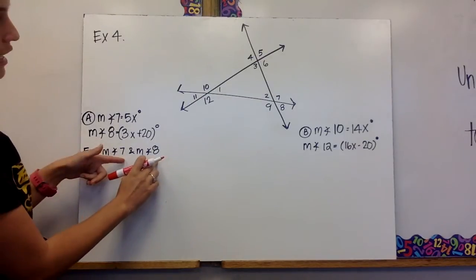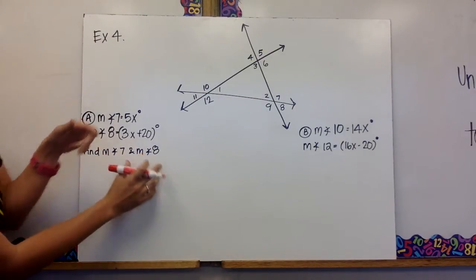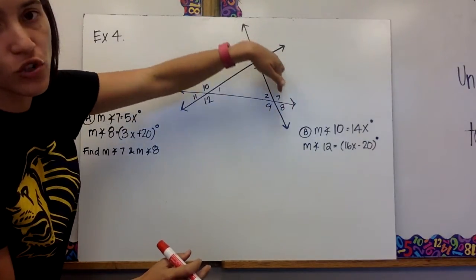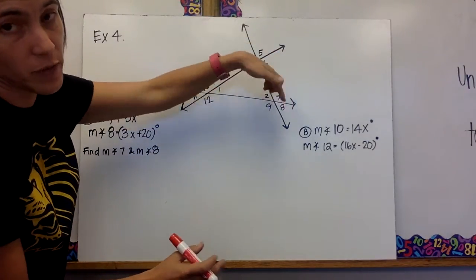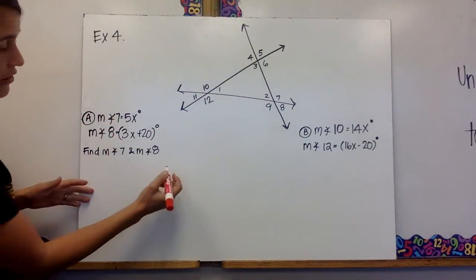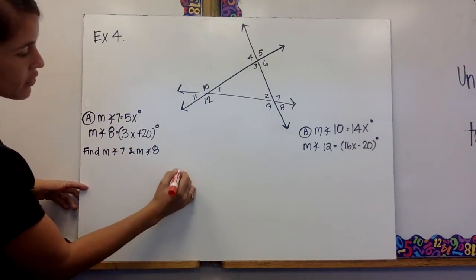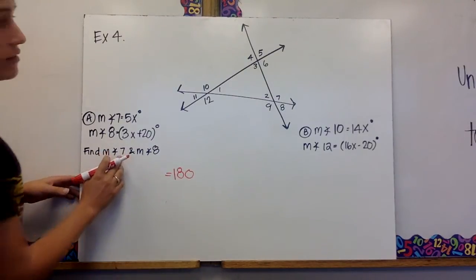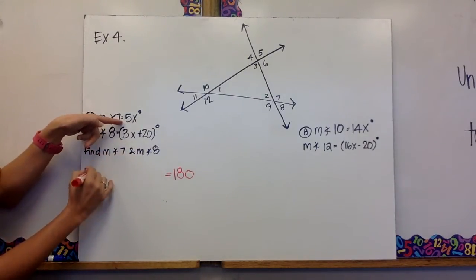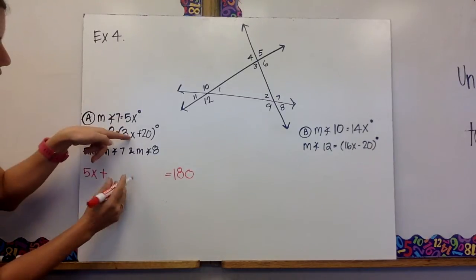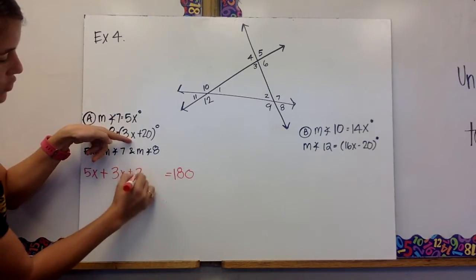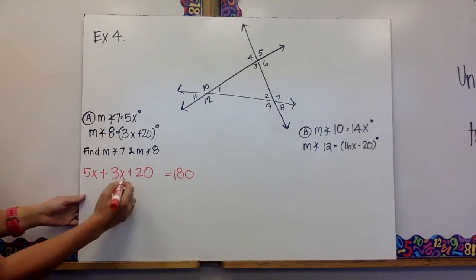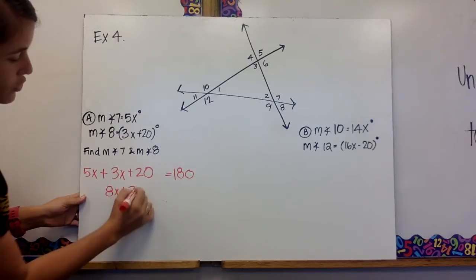Find angle 7 and angle 8. So finding angle 7 and angle 8. Over here, 7 and 8. 7 and 8 are right beside each other. They form a straight angle, and they're supplementary, which means when I add them together, I'm going to get 180 degrees. So I want to add angle 7, which is 5x, and angle 8, which is 3x plus 20. I want to add them together to get 180. So combine like terms, 8x plus 20.